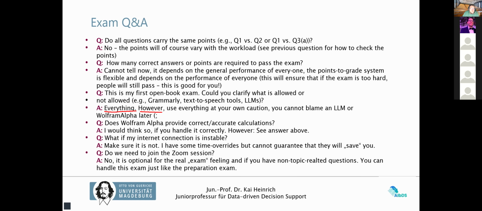One student said ChatGPT was down during the exam, and that he didn't have the opportunities like all the others. Yeah, I don't care. If you need to use ChatGPT to answer the exam, then it's not my fault, right? Okay. So you cannot blame anything or anyone else.